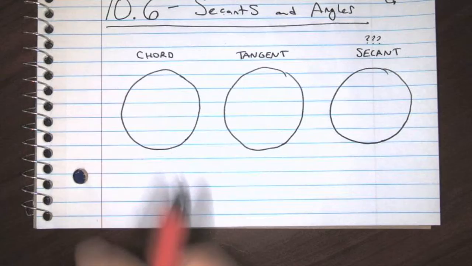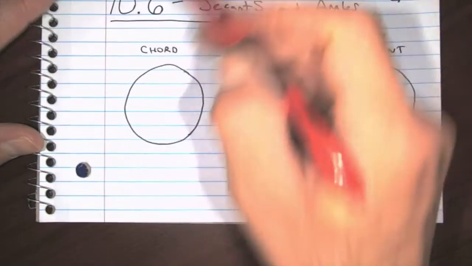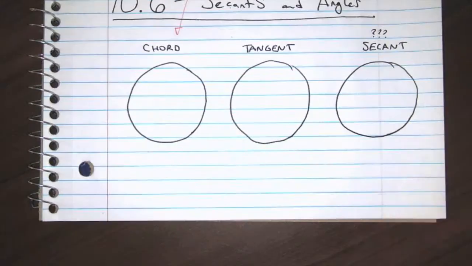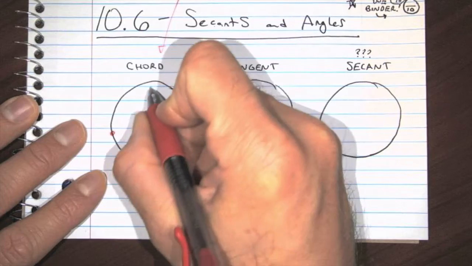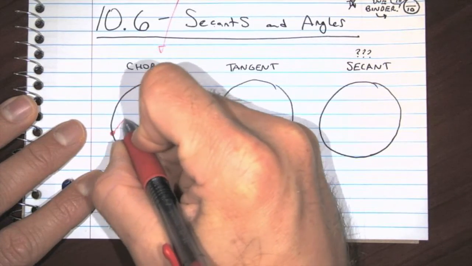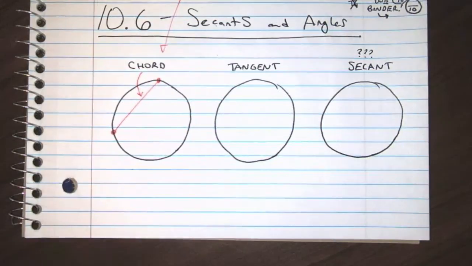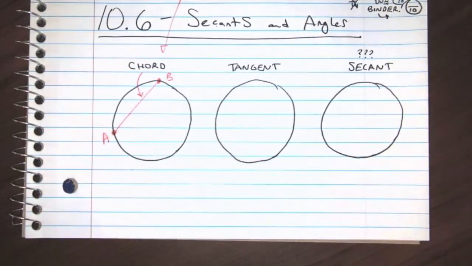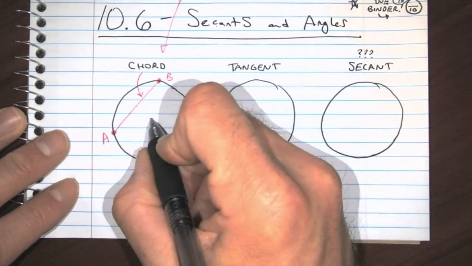All right, let's start with the easy one, a chord. I think this was 10.2, maybe 10.3, I don't know, one of those 2. A chord goes from an endpoint to an endpoint on a circle. Folks, that's a chord right there. It could be chord AB. Pretty simple, pretty easy. A chord can actually be a diameter of a circle.